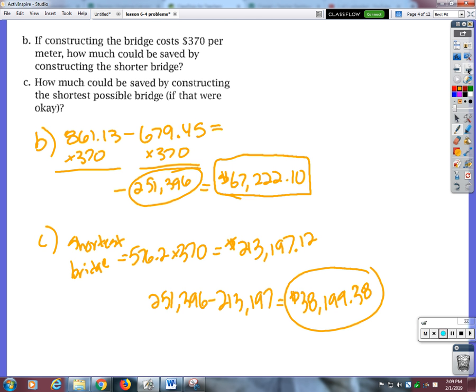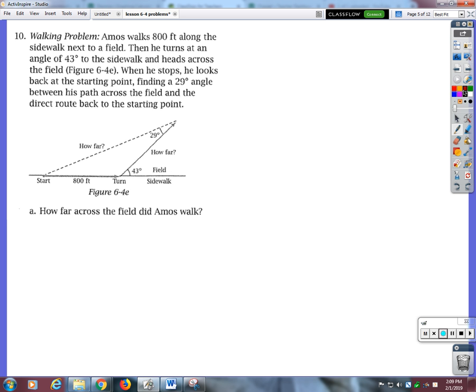10 and 11? 10C. All right, Amos walks 800 feet along the sidewalk next to a field. Then he turns at an angle of 43 degrees to the sidewalk and heads across the field. When he stops, he looks back at the starting point, finding a 29-degree angle between his path across. So there's the picture. How far across the field did Amos walk? So if this is 43, what's this?